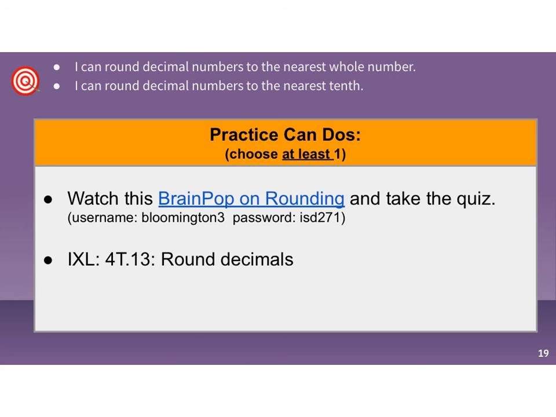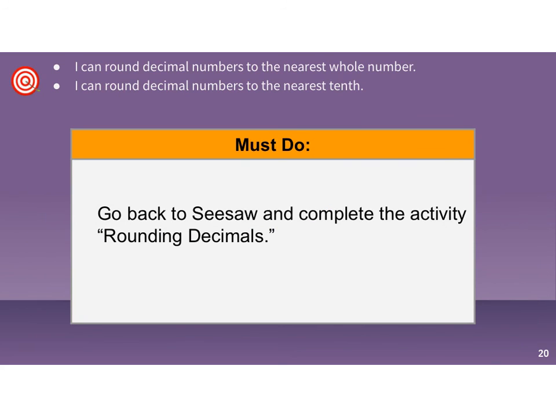Your practice today, your choices are, a lot of you mentioned you are enjoying the Brain Pop videos. You like the way Tim and Moby show you their thinking. So you can click on that link and go listen to Tim and Moby and take their quiz. Or if you'd like lots of practice problems with some more explanation, there's an IXL recommendation for you so you can practice there. And then when you're done, go back to Seesaw. And like I said, there'll be a little table for you to show your learning of rounding decimals, both rounding to the nearest whole number and to the nearest tenth.